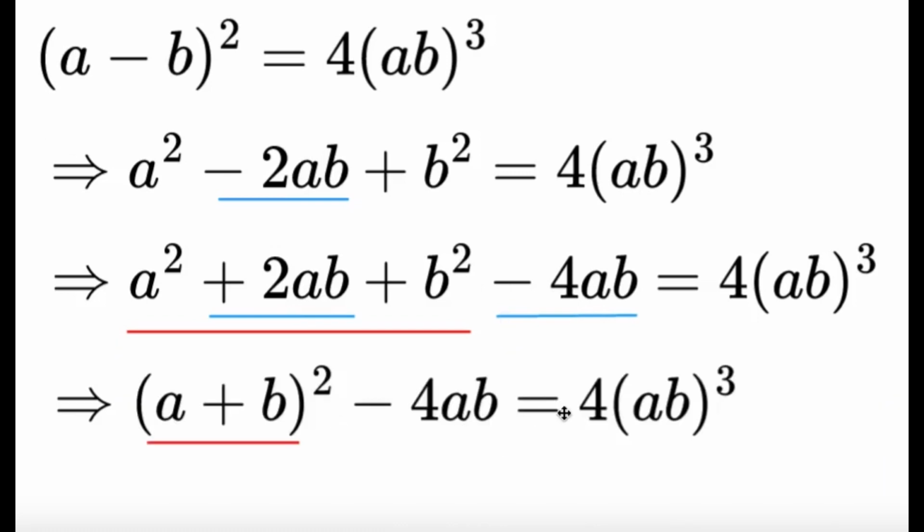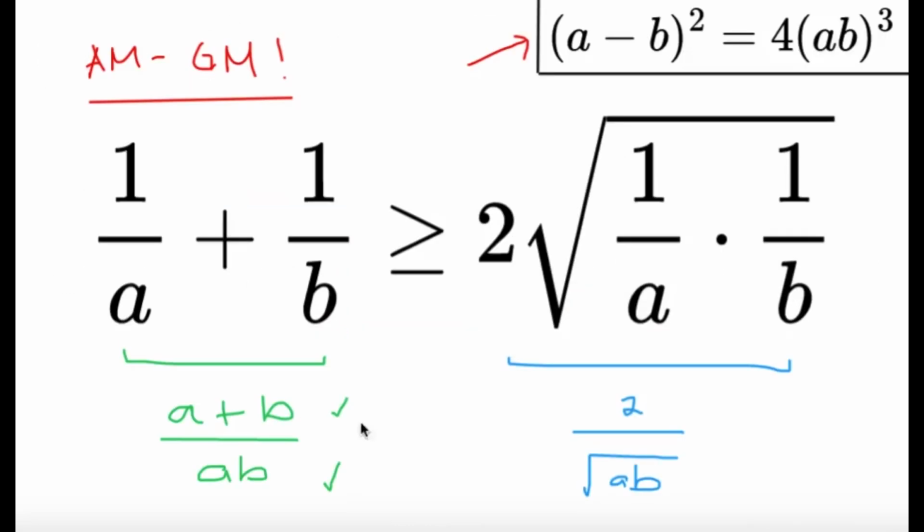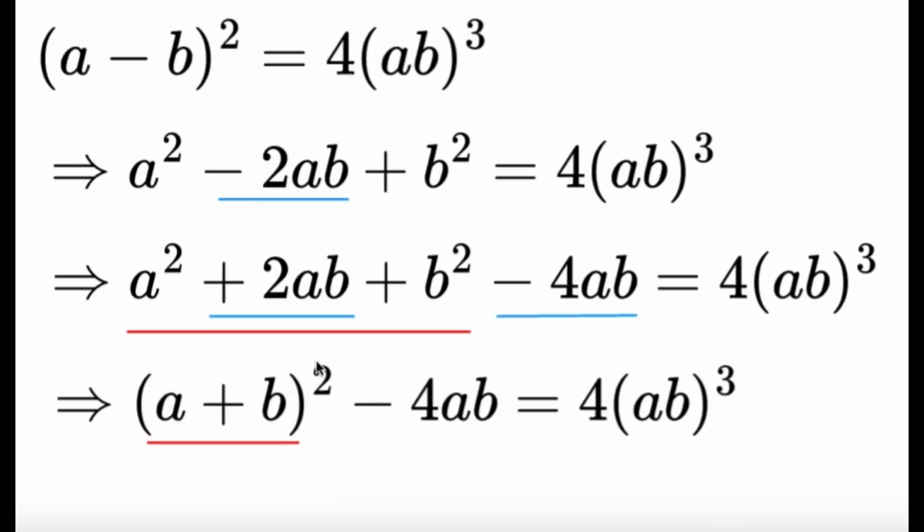factoring over here. And there we have it, the square of a plus b minus 4 times ab is equal to 4 times the cube of ab. So we now have an equation relating a plus b and ab. And this might be helpful because we are going to assign a value to a plus b over ab, which is essentially the expression that we want to get the minimum value of.